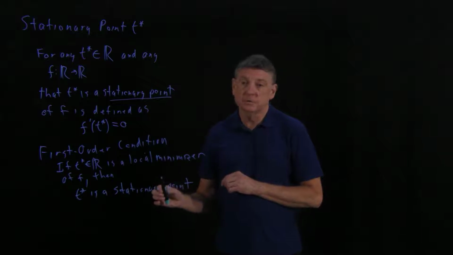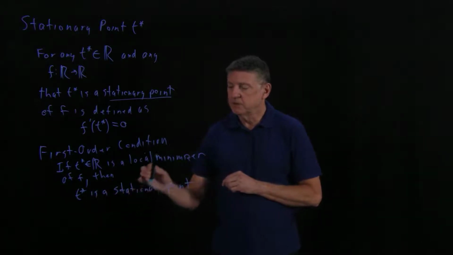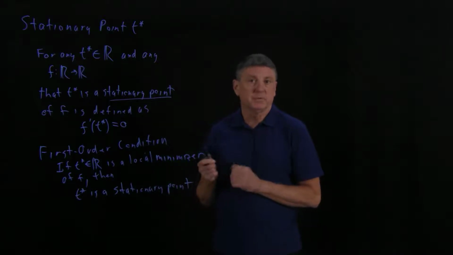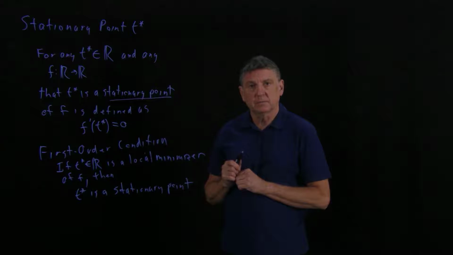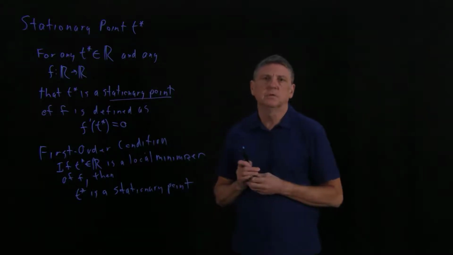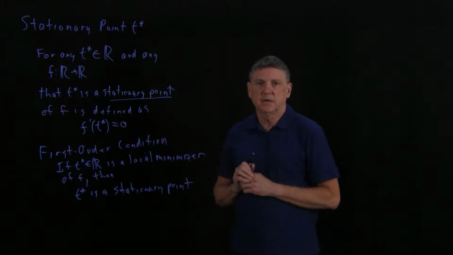The converse is not true. It's possible to have a stationary point that is not a local minimizer. For example, it could be a local maximizer, or it could be a saddle point. Let's explore some numerical examples, and let's visualize this first order condition.